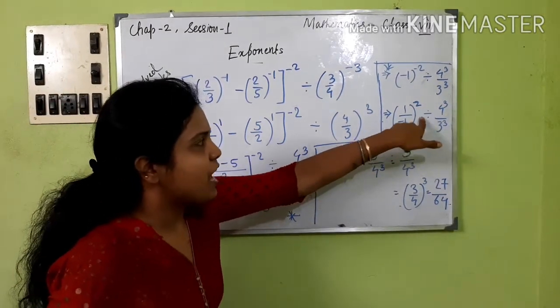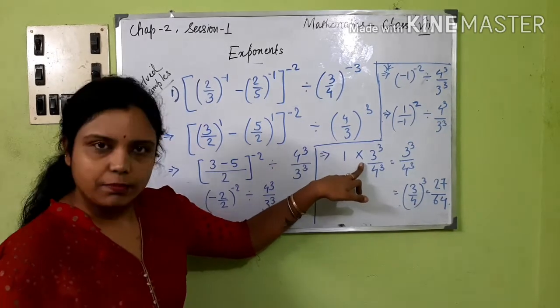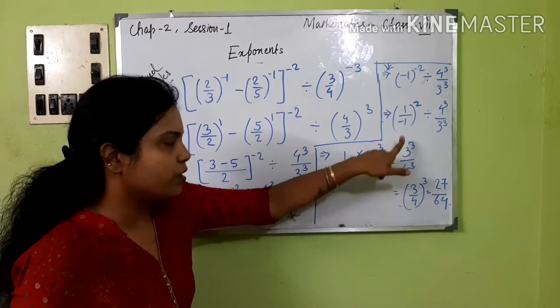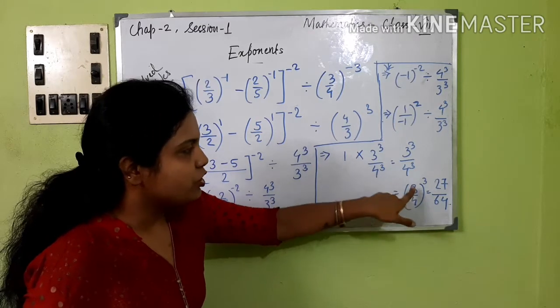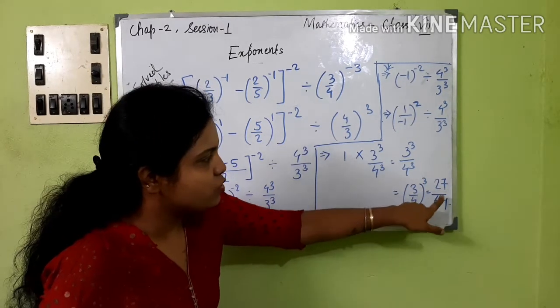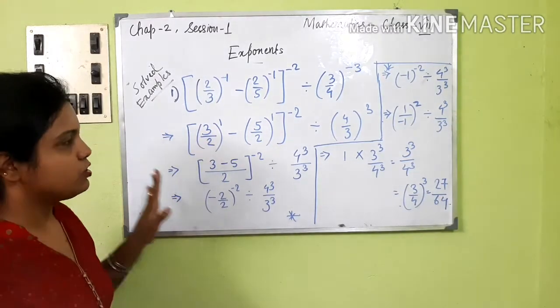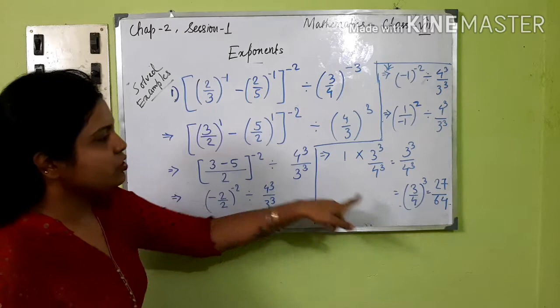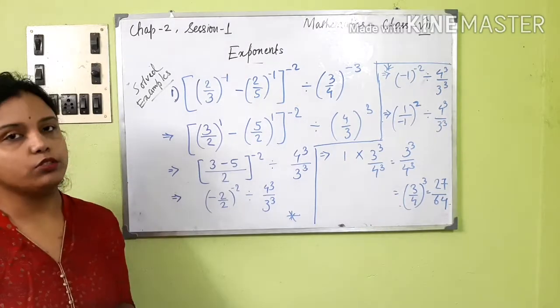So after division we will take the multiplication, as you know. So it gets reversed: 3 to the power 3 by 4 to the power 3. On calculation, you have (3/4) to the power 3, that means 27 by 64. So this is the answer for this question. This is how you're going to solve it.